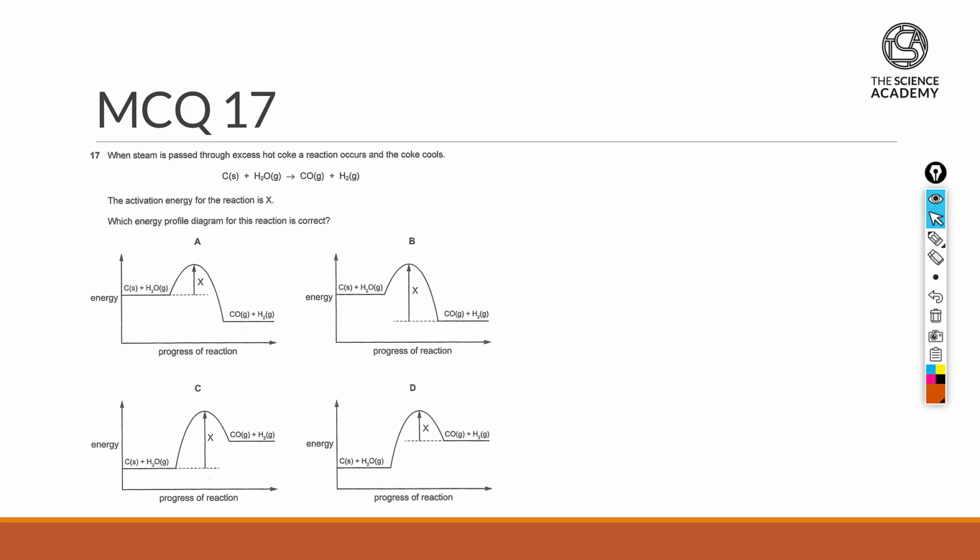Continuing on energy change. In this question here, steam is passed through excess hot coke and the reaction occurs and the coke cools. Now with the usage of the word steam, it would have suggested to us that it is actually water vapor at a temperature of at least 100 degrees Celsius, if not more. And since a large amount of heat is required for the reaction to proceed, it would have suggested that this was an endothermic reaction because heat was actually taken in.